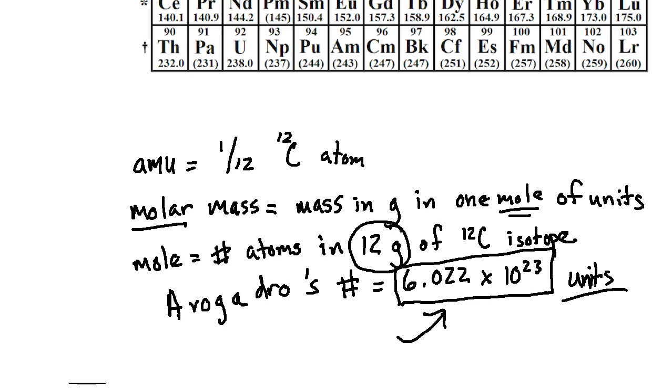It could be the number of water molecules. It could be the number of carbon atoms. So water is H2O. That's 3 atoms per water molecule, but I could still have a mole of water molecules. Now if there are 2 hydrogen atoms in every water molecule, and I have a mole of water molecules, then I must have 2 moles of hydrogen atoms, right?